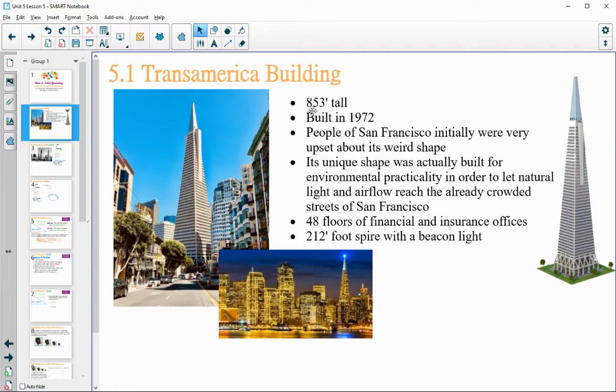tall building in San Francisco that was built in 1972. So it's this triangular pyramid building here in these pictures. The people of San Francisco were actually initially pretty upset and said that a building in such a weird shape had no place being in San Francisco.